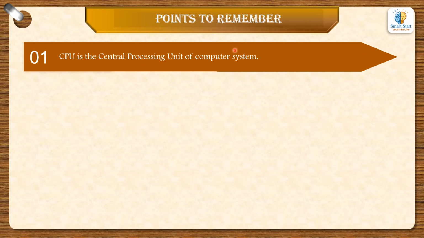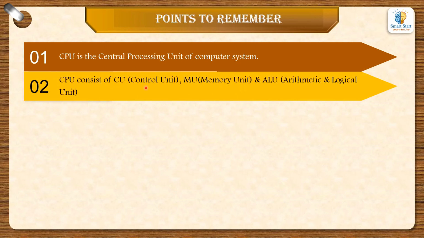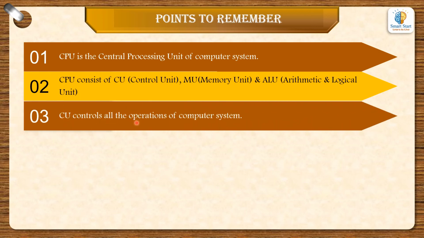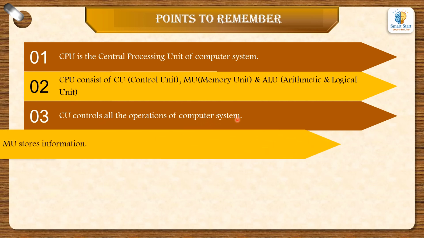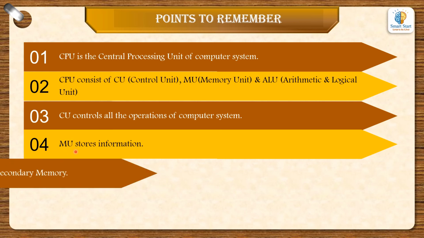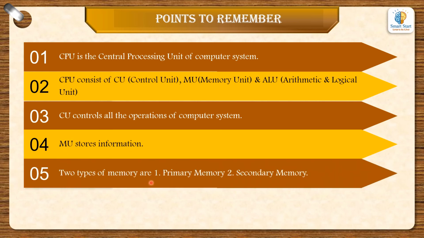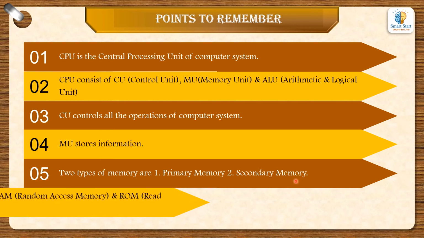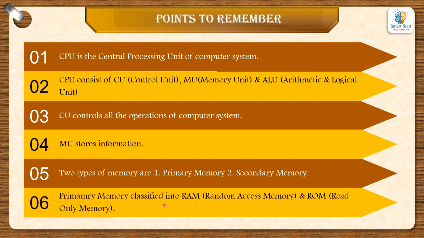Main points to remember: CPU is the central processing unit of the computer system. CPU consists of the control unit, memory unit and arithmetic and logical unit. CU controls all the operations of the computer. MU stores the information. MU is the memory unit. Two types of memory are primary memory and secondary memory. Primary memory is classified into RAM, that is random access memory, and ROM, that is read-only memory.